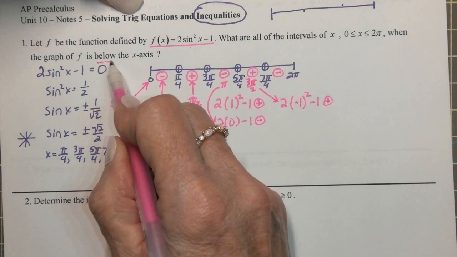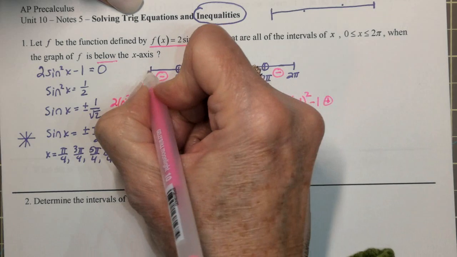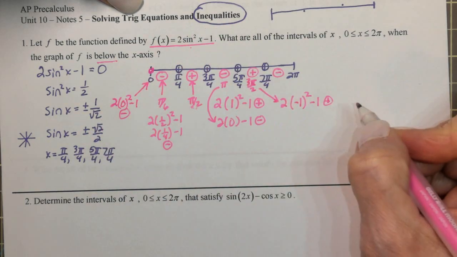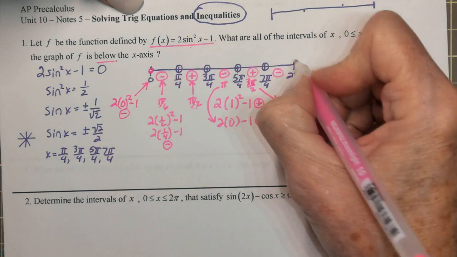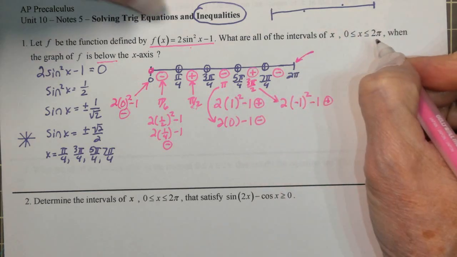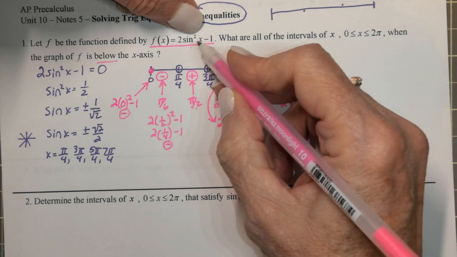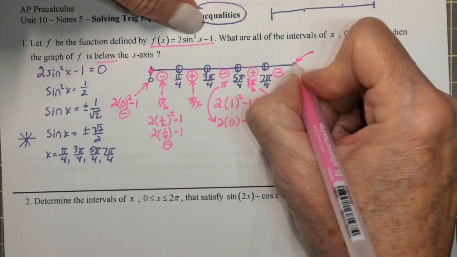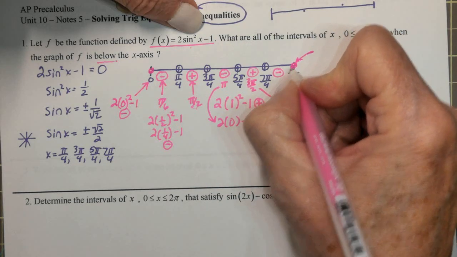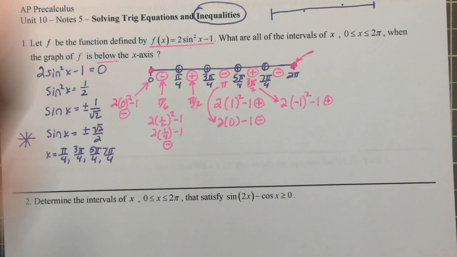We wanted it to be below the x-axis. We want to include that, right? Let's do the same thing with 2 pi. Hopefully you see that 2 pi would give us the same answer as 0 because the only trig function here is a sine. So that's going to be also negative, which we want to include.